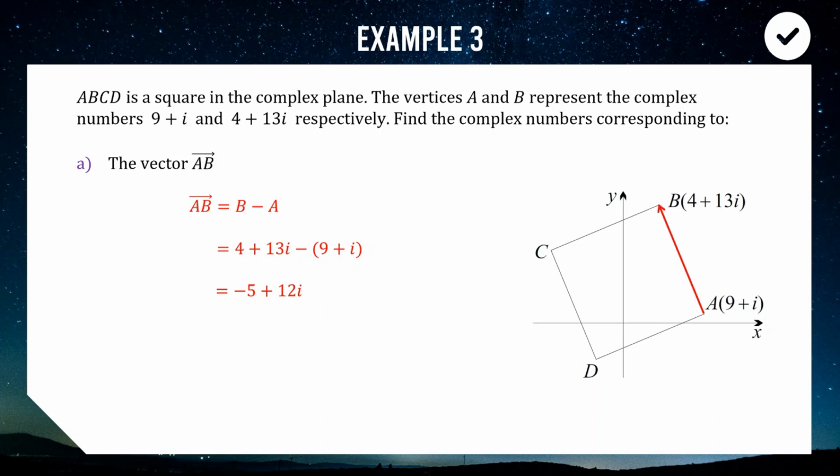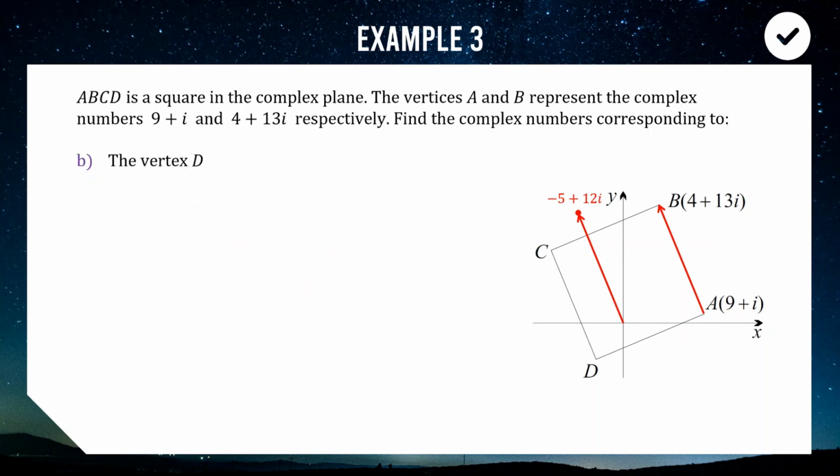Okay, so there we go. That vector right there is represented by the complex number minus 5 plus 12i. It doesn't mean that this vector is pointing to the point minus 5, 12i. It's currently pointing to B. If we wanted to point to the complex number minus 5 plus 12i, we have to move it starting from the origin. Okay, so this point right here would be minus 5, 12i.